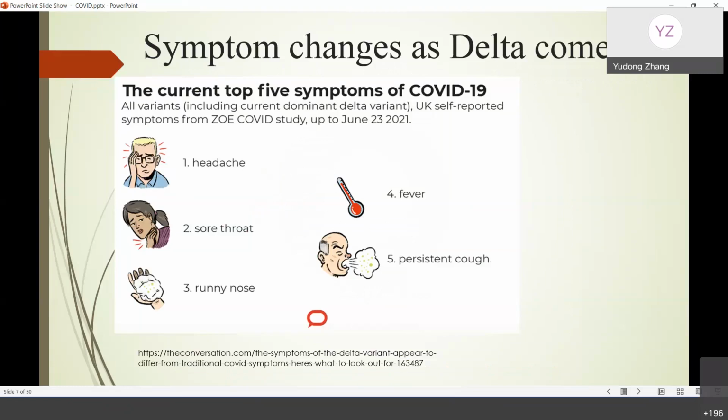The symptoms changed as Delta came. Now even with Omicron, the symptoms are quite similar to Delta, so we do not have a separate slide. Delta shows the top five symptoms are headache, sore throat, a runny nose, a fever, and a persistent cough.